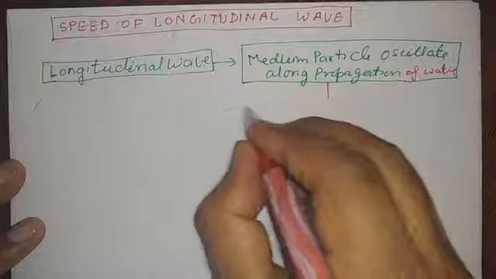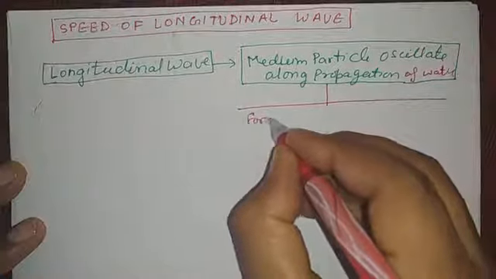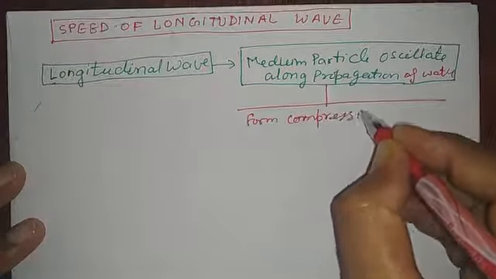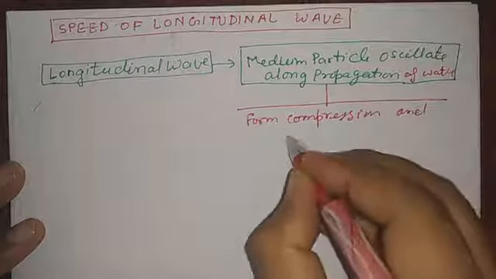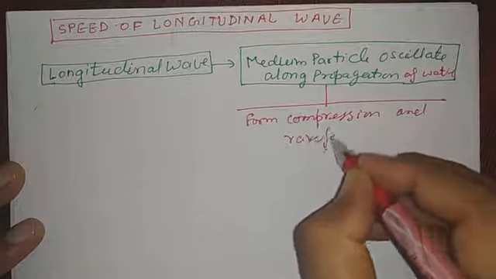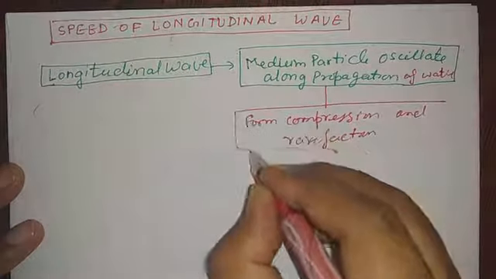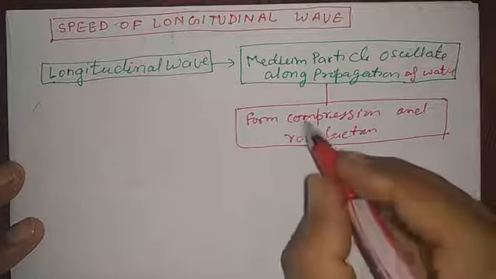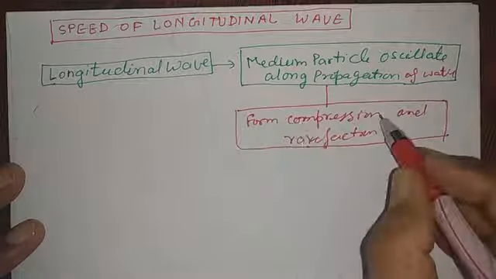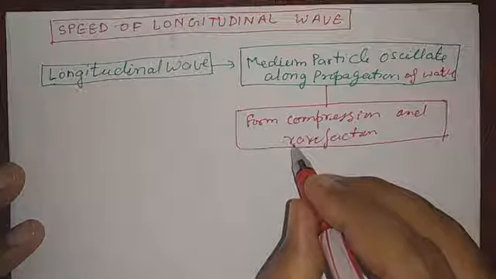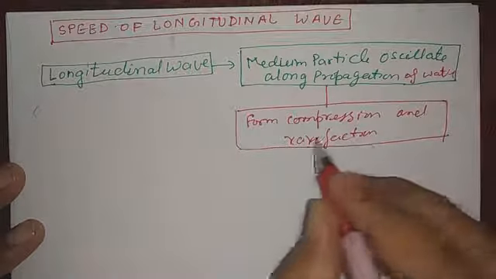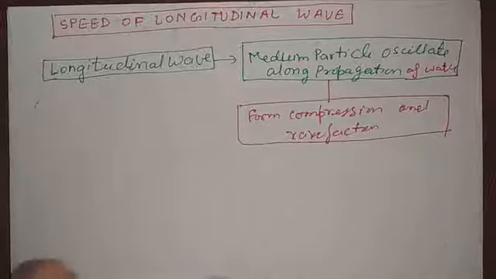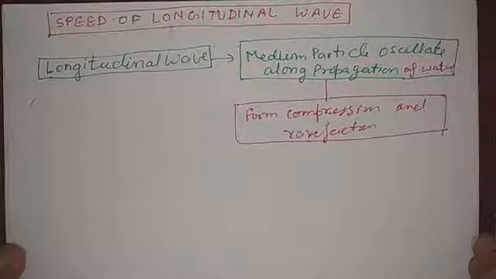And they form compression and rarefaction in the medium. So in the medium, compression is the area where air molecules get compressed, and rarefaction is the area where gas molecules or air molecules move away, right?